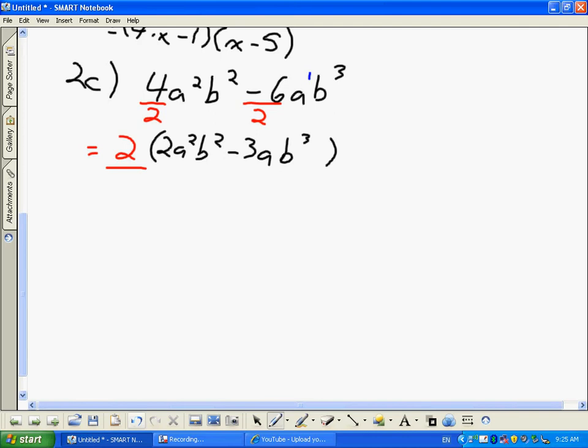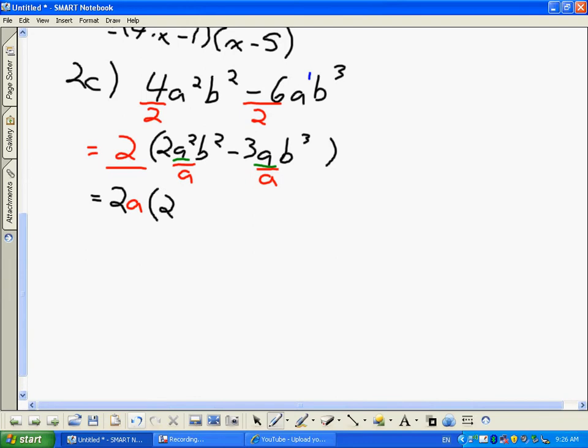Next I'm going to work with our a's. I have a squared, so that means I have 2 a's, and a to the power of 1. Take whatever you have least of out. So because I only have 1 a, I'm going to take 1a out. You're going to see another example of that when we do b. So I still have my 2. This time, though, I'm taking an a out of both. That a comes to the outside.